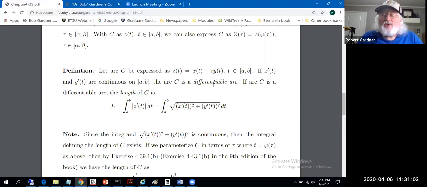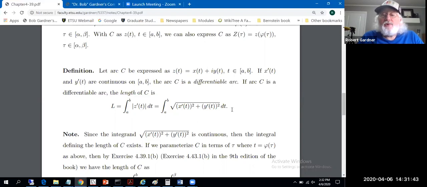We're interested in differentiable arcs because we can define the length of a differentiable arc. The length of a differentiable arc C with this parameterization is defined as the integral from a to b of the modulus of z prime of t dt. Well, you know what z prime of t is because you've got the components here, x of t plus i y of t. The real part of z prime would be x prime of t. The imaginary part of z prime would be y prime of t. So we'll square those, add them together, take the square root. That's how you find moduli.